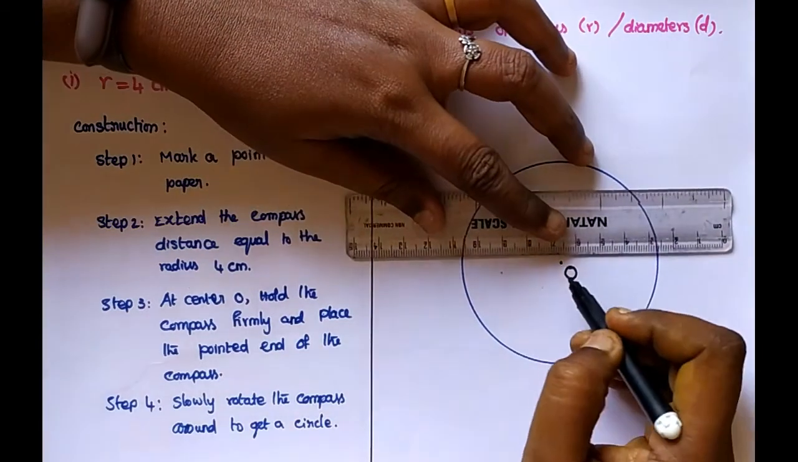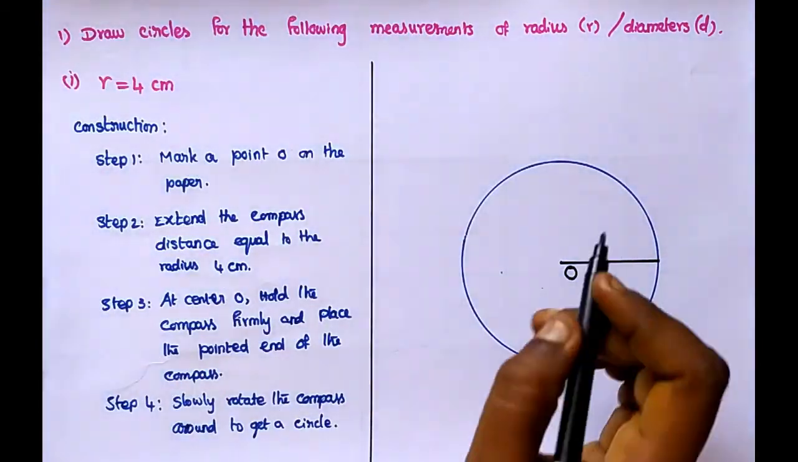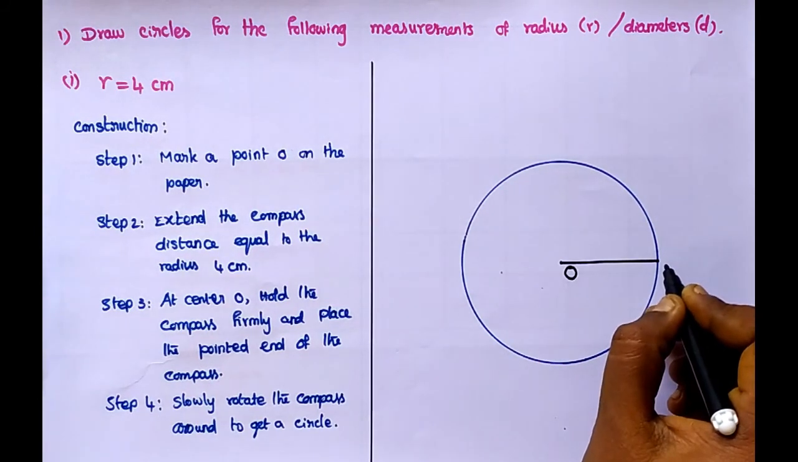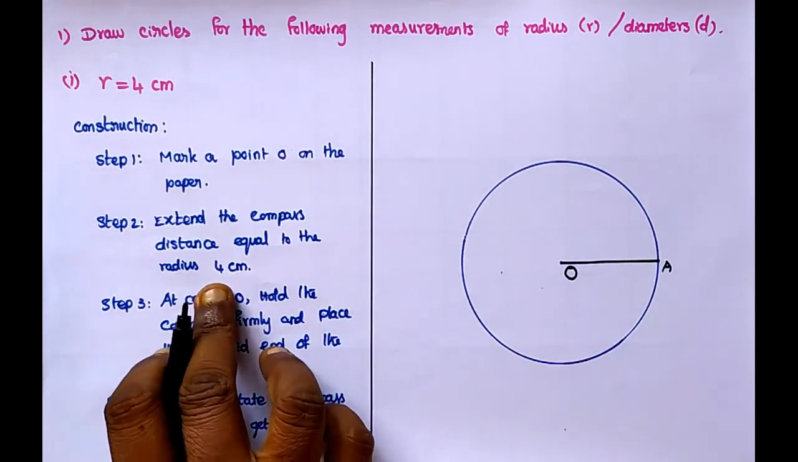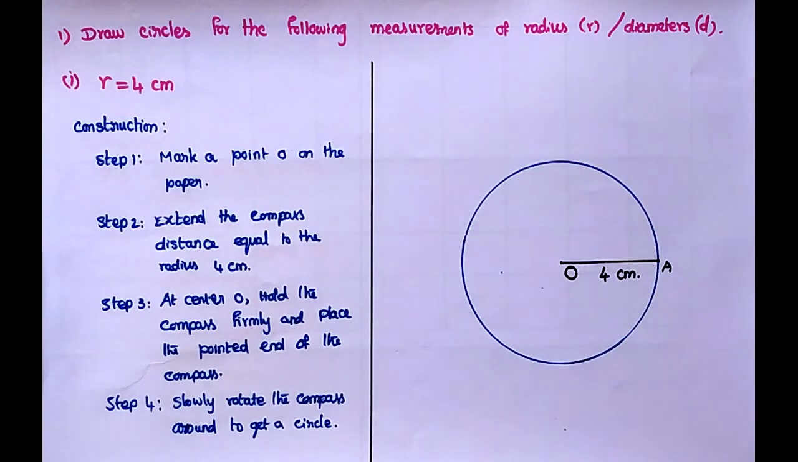Now here O to A, how much distance is it? 4 cm. So that is the answer.